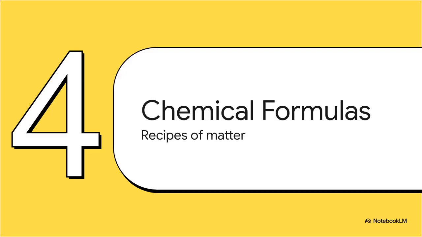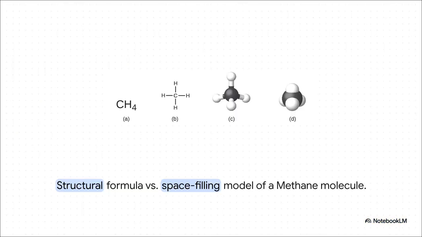Section 4, chemical formulas explained. Writing the recipes of matter. So to represent these chemical combinations, we use formulas. Take methane, which is CH4. But a simple text abbreviation kind of misses the big picture.